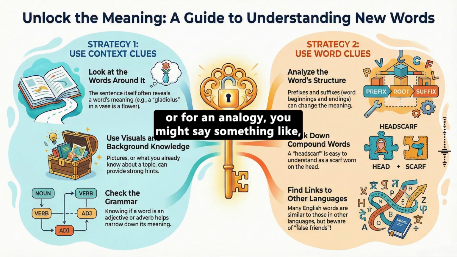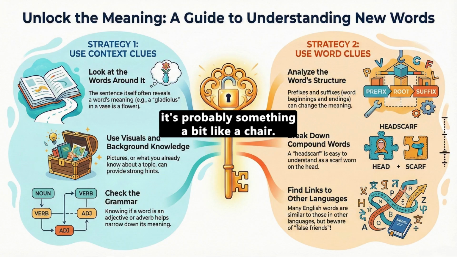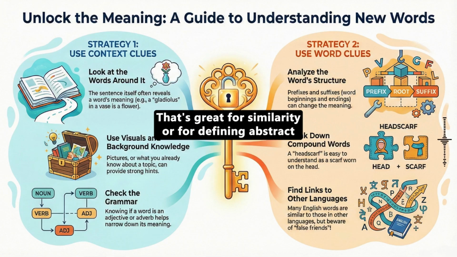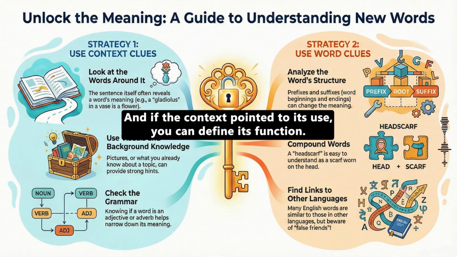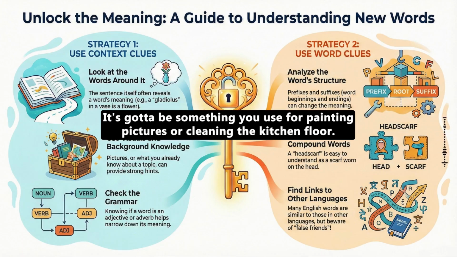Or for an analogy, you might say something like, it's probably something a bit like a chair. That's great for similarity or for defining abstract concepts by comparing them to concrete ones. And if the context pointed to its use, you can define its function. It's got to be something you use for painting pictures. Mhm. Or cleaning the kitchen floor.